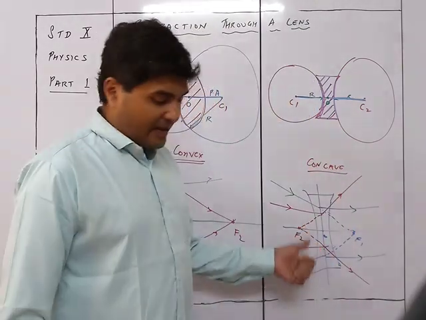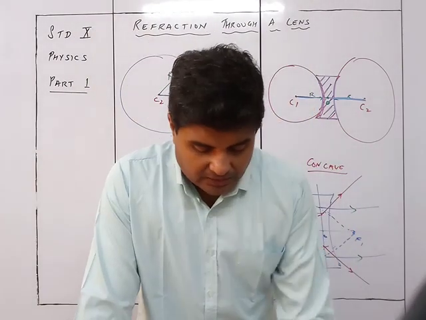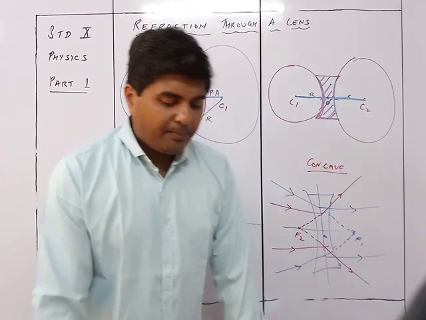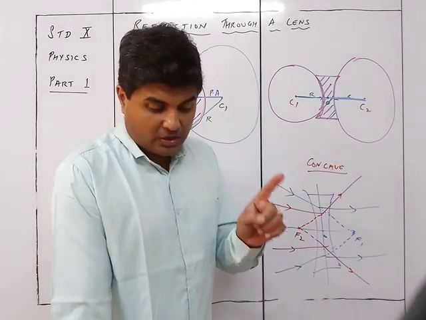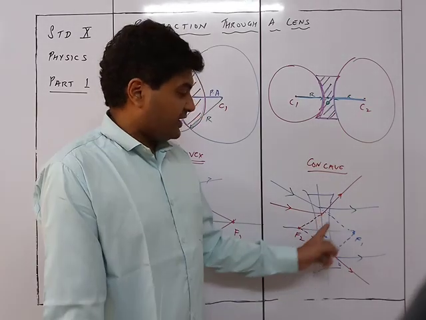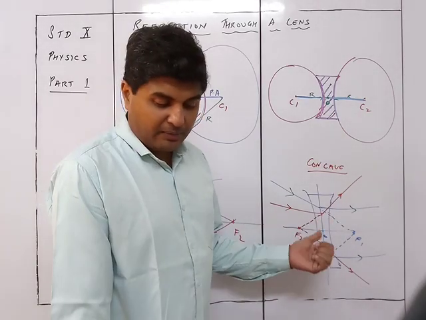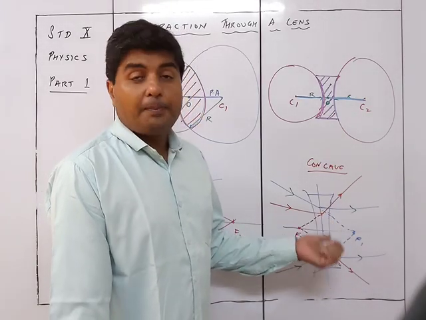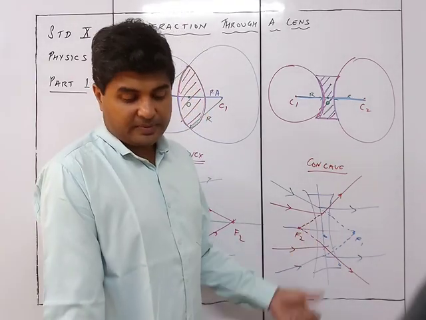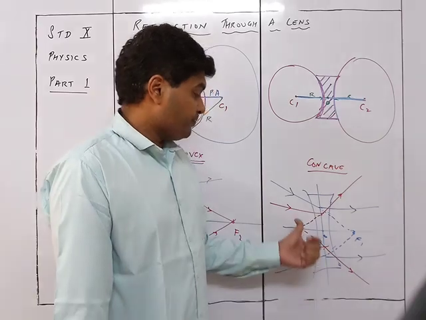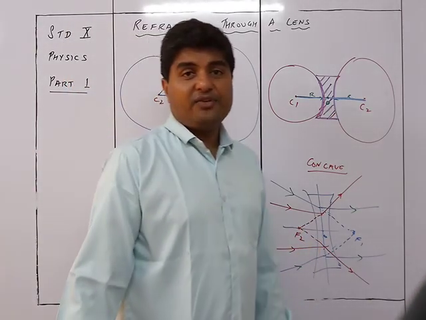Similarly, for a concave lens, the second focal point is the point F2 on the principal axis of the lens, such that the ray of light incident parallel to the principal axis, after refraction from the lens, appears to be diverging from this particular point on the principal axis. So that is F2, that is the second focal point.